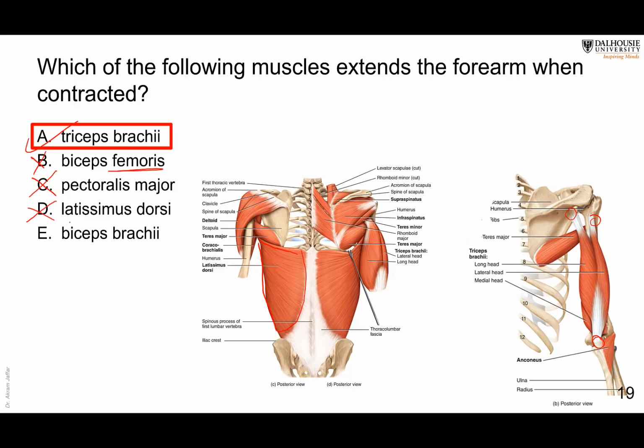And the biceps brachii muscle, we have just mentioned that the biceps brachii is a flexor of the elbow and is located in the anterior compartment of the arm and flexes the elbow. It doesn't extend the forearm.